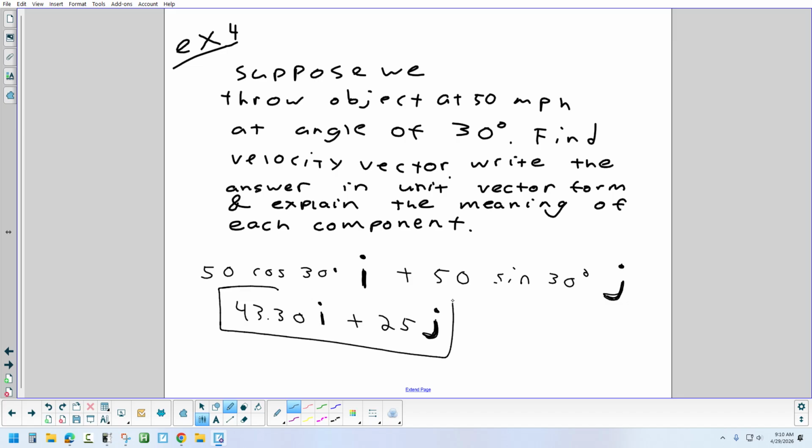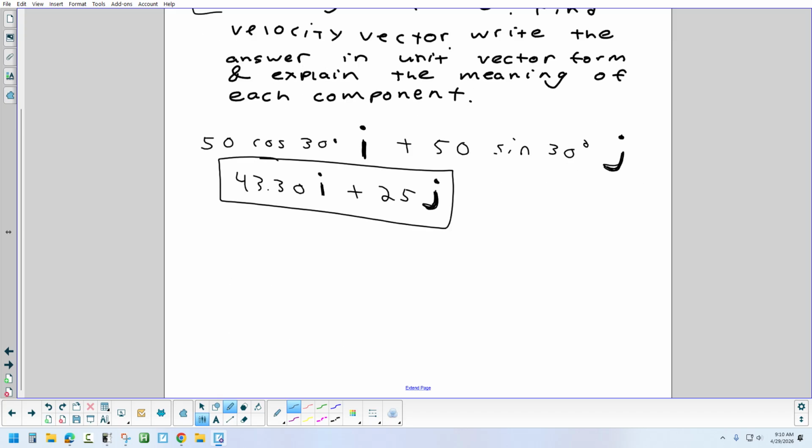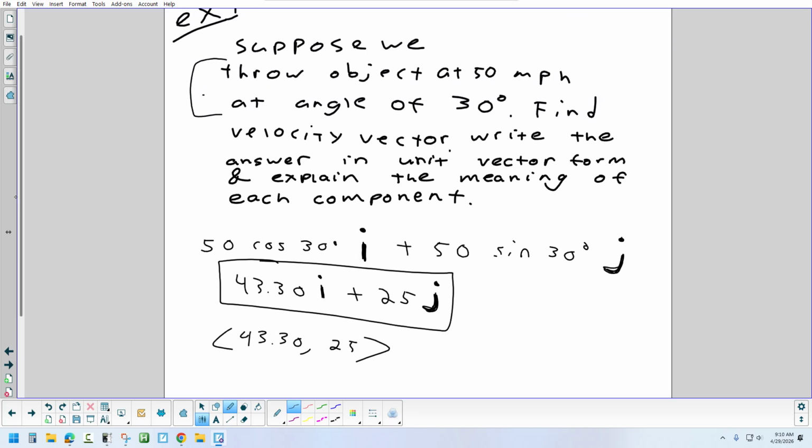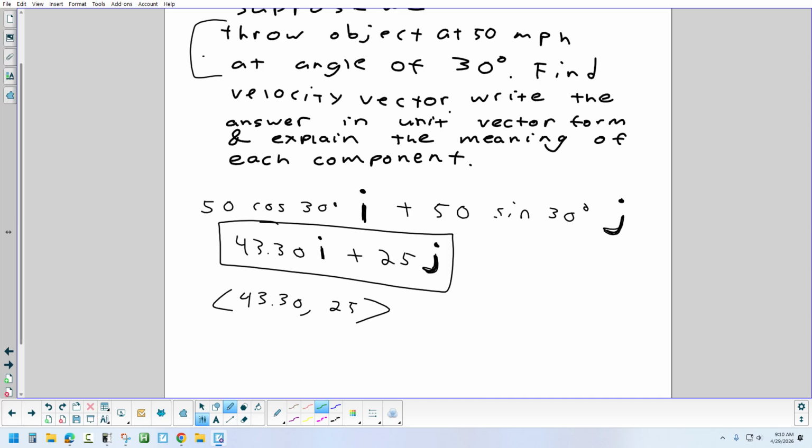Okay, so that is the velocity vector. That's how you convert the information they gave you into a vector. You could also write it without the I and the J. They didn't want it this way in the problem, I'm just showing you how you could do it. That is equivalent, but they specifically said unit vector form, so I want that one.